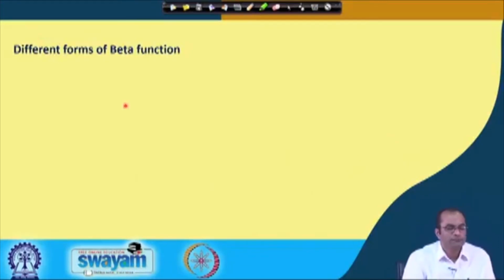And now we also have several different forms, like we have seen for the gamma functions, where by some substitution we got another form. The same thing happens for beta functions. So, let us go through some forms that could be useful to evaluate the integrals or to recognize the integrals in a different format.